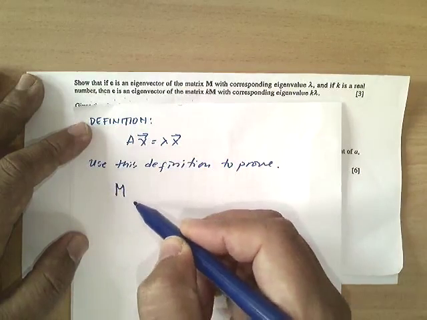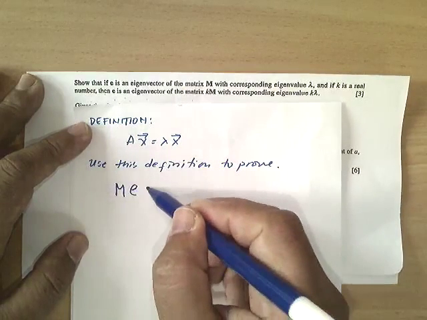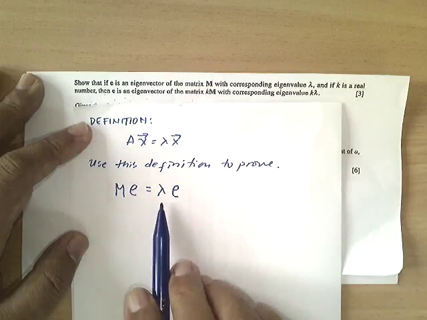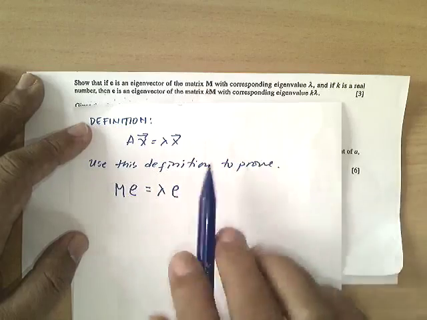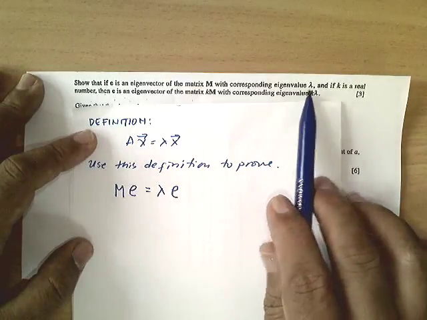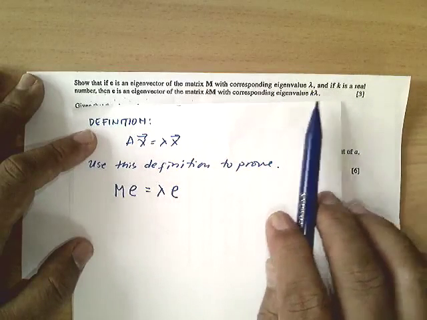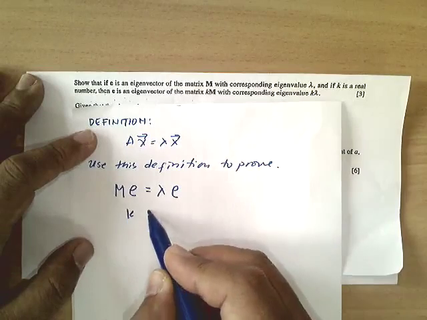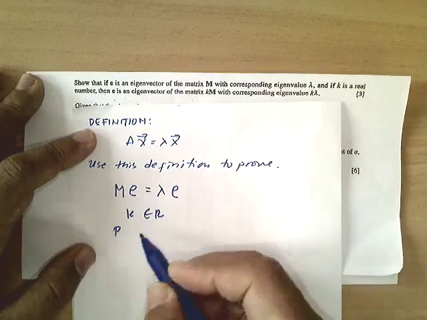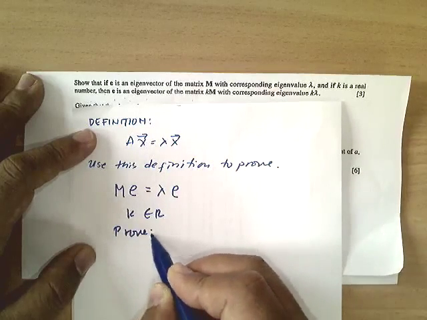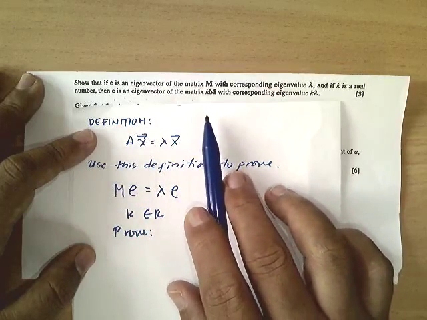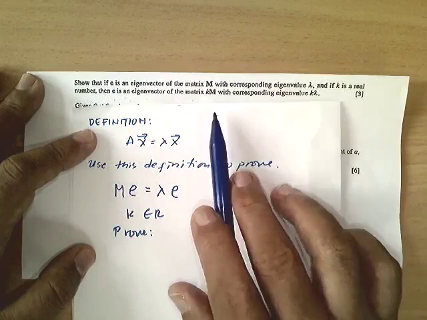So E is an eigenvector of M, and the corresponding eigenvalue is lambda. That is statement number 1. You get a mark for analyzing the first sentence there. And if K is a real number, so K belongs to the real numbers, then E, so what do you want to prove? You must prove that E is an eigenvector of the matrix KM.